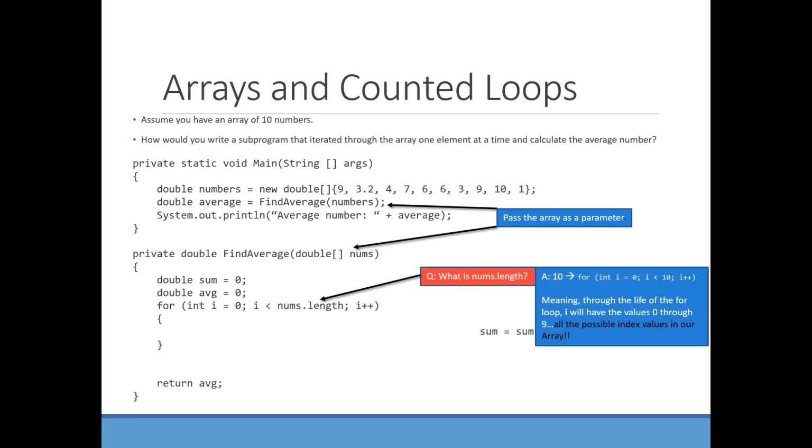So it's going to look like this. Sum is equal to sum plus nums at i. Now the first iteration of the loop, i has the value 0. Then we add 1, now i has the value 1, so it's going to be nums at 1. Then 2, 3, 4, all the way up to 9. So we're going to get the entire thing, and every step of the way, we're doing the exact same line of code.